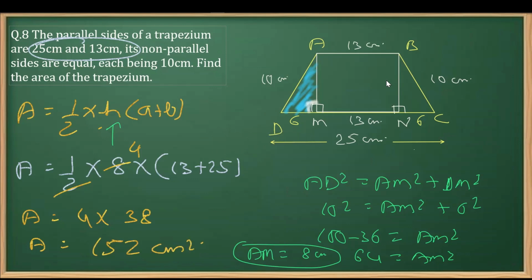So applying the area of a trapezium, which is half multiplied by altitude into the sum of the parallel sides, this will be the area.